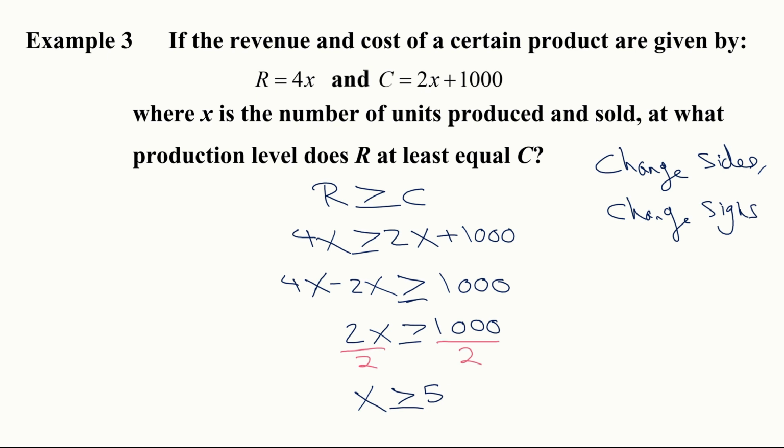So what is the production level at which R is at least equal to C? Basically 500 units. You always want to answer the question that the problem had asked you with proper units and all, okay?